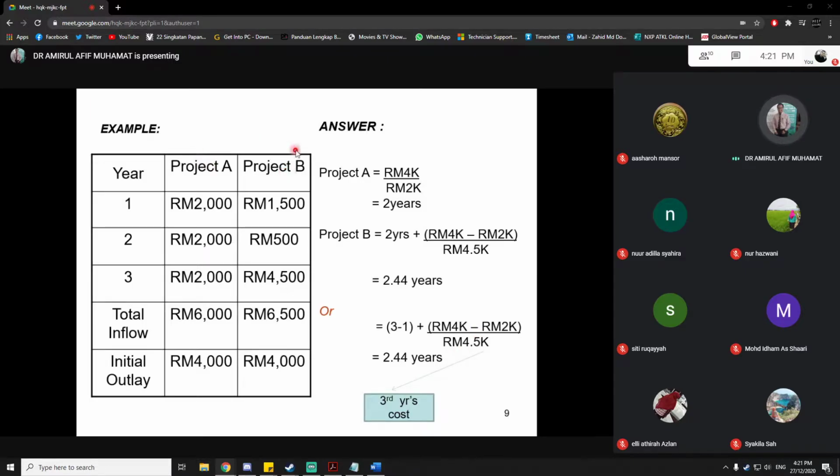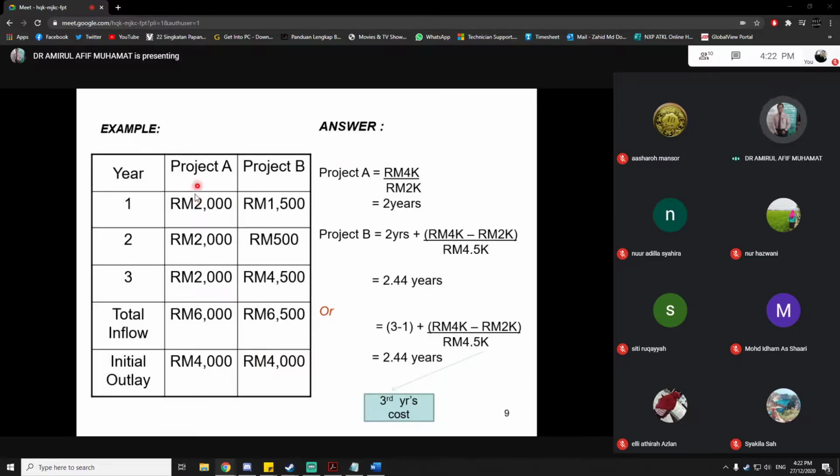Look here at the example. So project A and project B. Okay, so here you have two projects, and the duration of the project is 3 years. Total inflow is the income received. Initial outlay is the investment. Sometimes it's called initial outlay, sometimes investment cost. Okay, so the investment outlay for the two projects is similar, 4,000. The company wants to choose which one is preferred, and the company is using payback period to assess the projects.